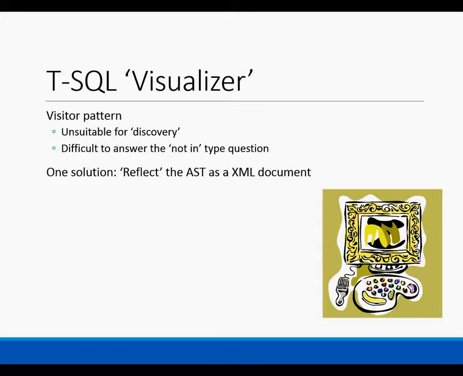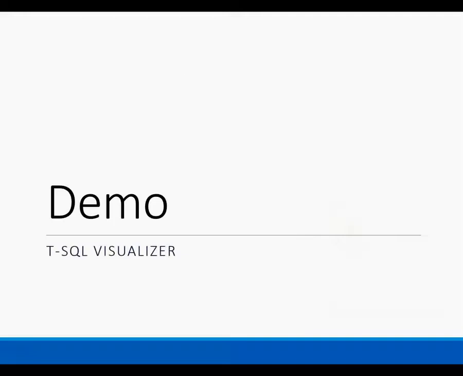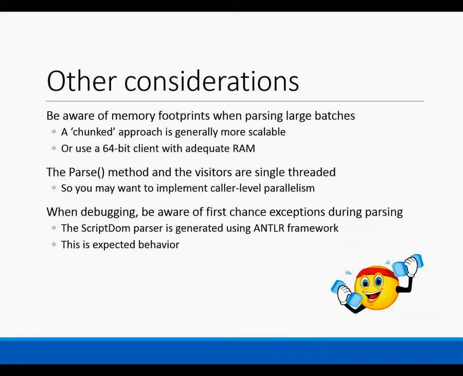So what this example does, and you'll find the whole source code on my blog, is it reflects the entire syntax tree as an XML document. That's pretty powerful because it's almost like a debugger, like a watch window which renders your tree as an XML document. Very useful when you're debugging and developing things with the ScriptDom. So I'll skip this demo because it's already on my blog. You can take a good look at it offline.